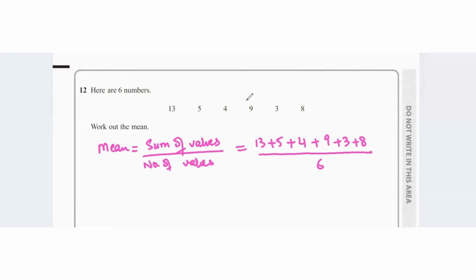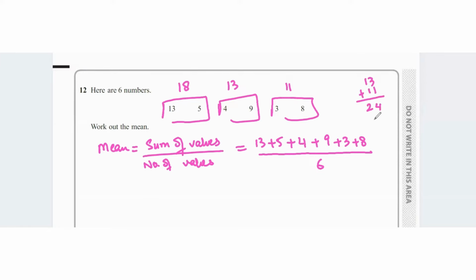So to make the addition easier, we know that 9 plus 4 is 13. 13 plus 5 is 18. And 3 plus 8 is 11. So if we add 13 and 11, that's 24. And then 24 plus 18 is going to be 42. So 42 over 6, which is 7. That is your mean value.